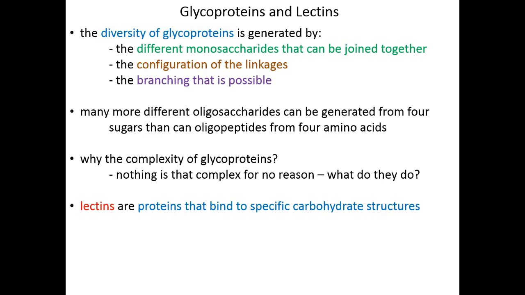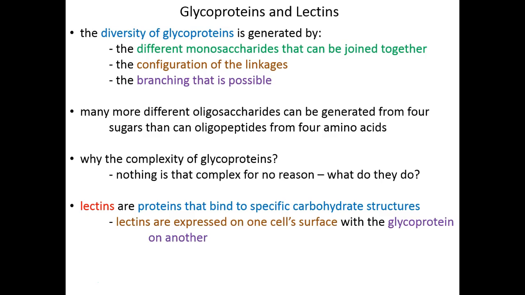Specifically, what they do is they interact with lectins. Lectins are another class of proteins. Now, lectins are not glycoproteins. Lectins are proteins that can interact with, bind to, and specifically recognize glycoproteins through the sugars that they carry. So lectins are expressed on one cell surface, while glycoproteins are expressed on another cell's surface, and the lectin-glycoprotein interaction now allows those two cells to interact.